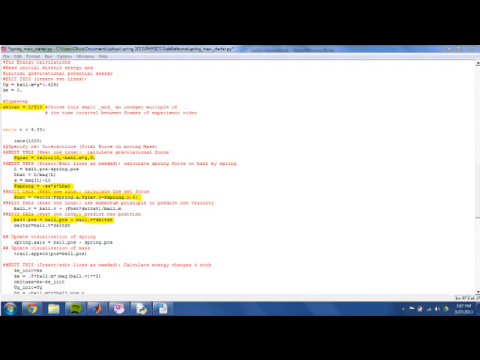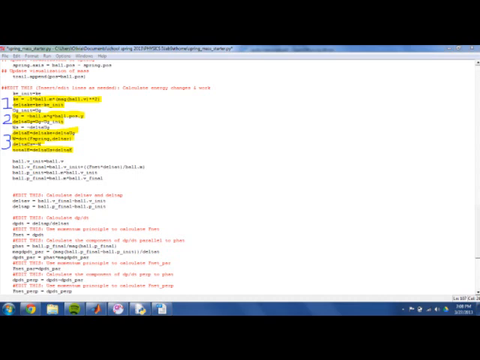Now for the energy principle, which I used to calculate the total energy. So the first step was to find the kinetic energy and delta K. Kinetic energy was equal to half times the ball's mass times the ball's velocity squared, and delta K was the change in kinetic energy from kinetic energy initial.